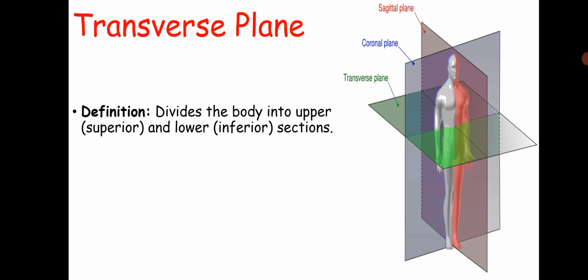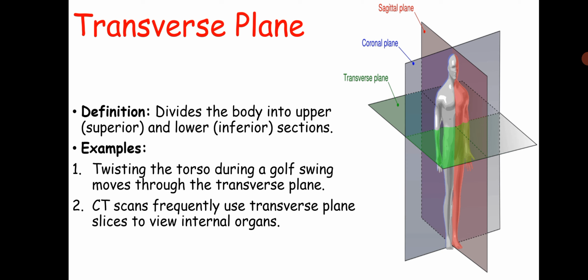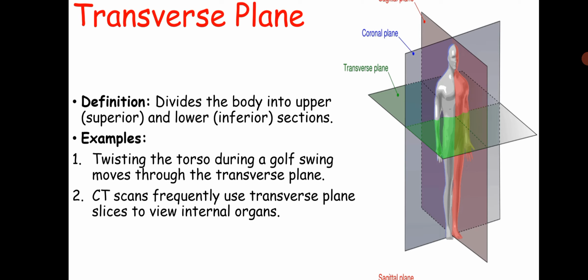Now moving on to the transverse plane, that is another main anatomical plane. It can define as a plane that divides the body into upper and lower section, or the plane that divides the body into superior and inferior section is called as transverse plane. Its examples include twisting the torso during a golf swing moves through the transverse plane, and CT scans frequently use transverse plane slices to view internal organs.